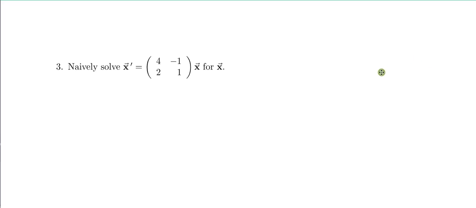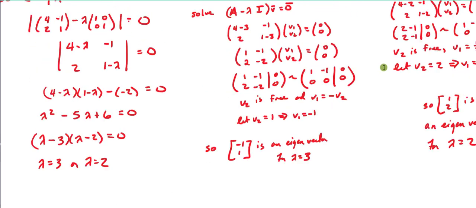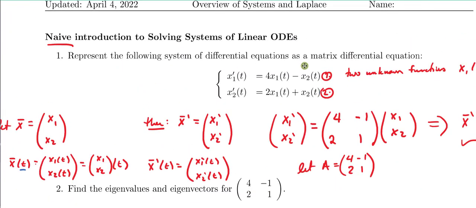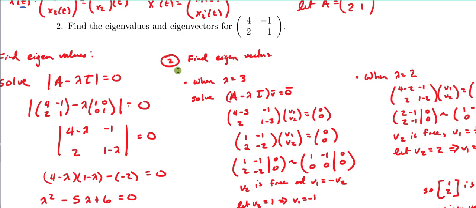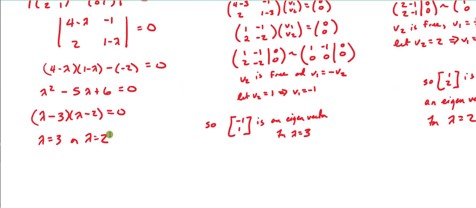So folks, here we're presented with solving this matrix differential equation. Remember that we got this matrix differential equation by taking the original system of equations and representing it as a matrix differential equation. And then also in the previous example, you should have found that there were two eigenvalues, eigenvalue of 3, eigenvalue of 2, and you should have found associated eigenvectors for each one of them.